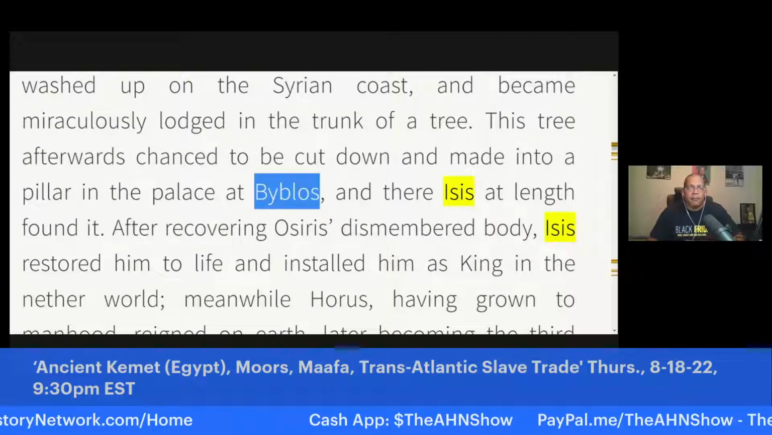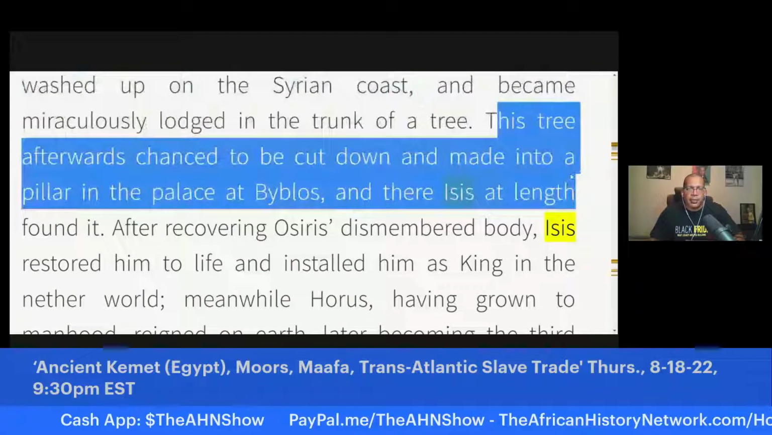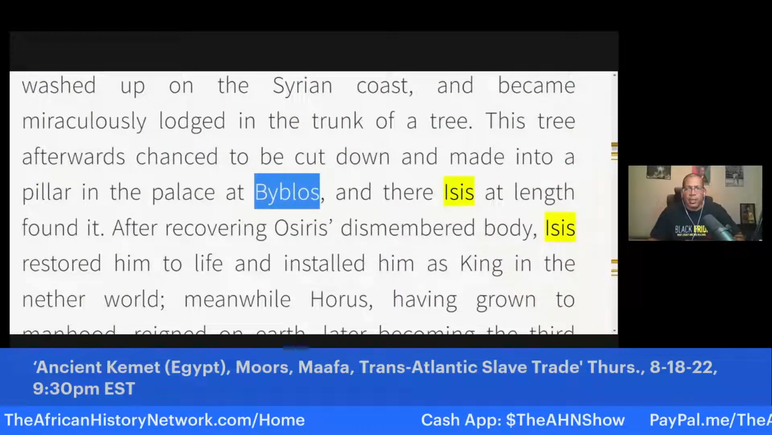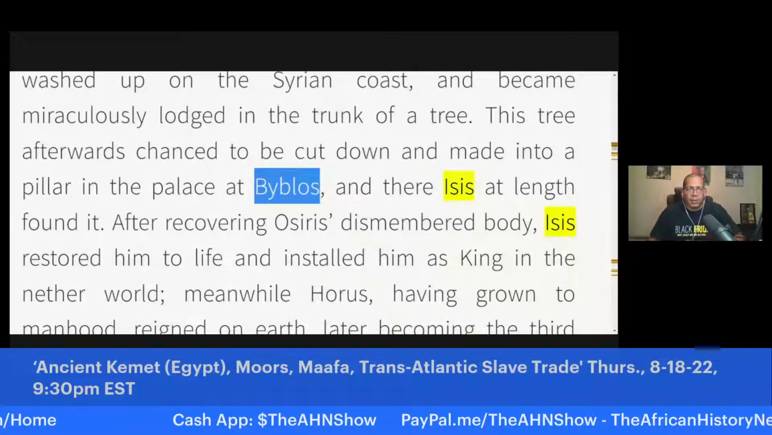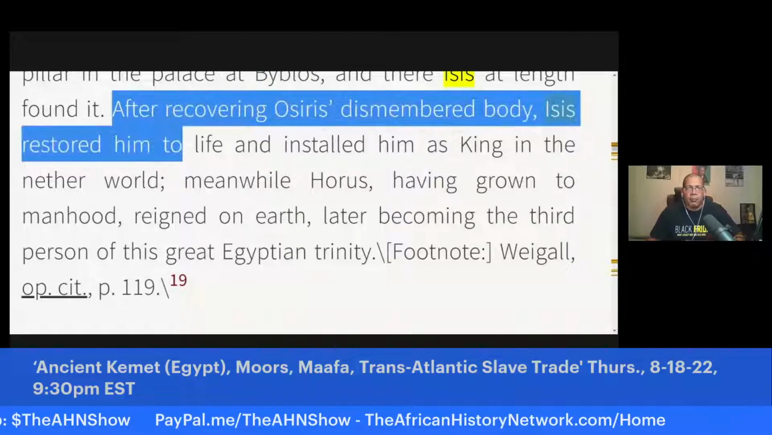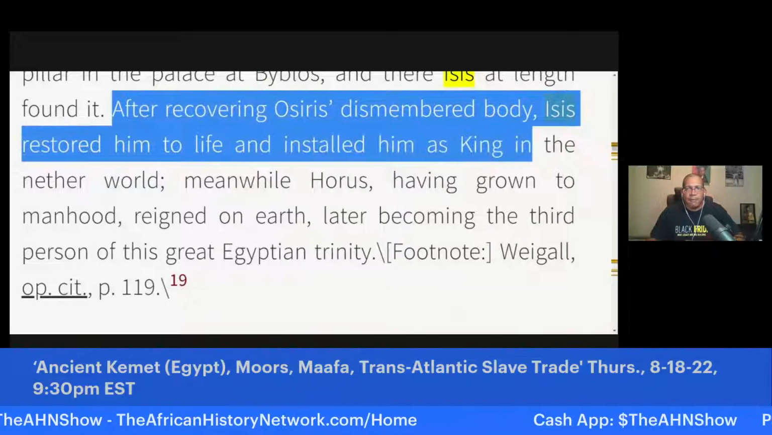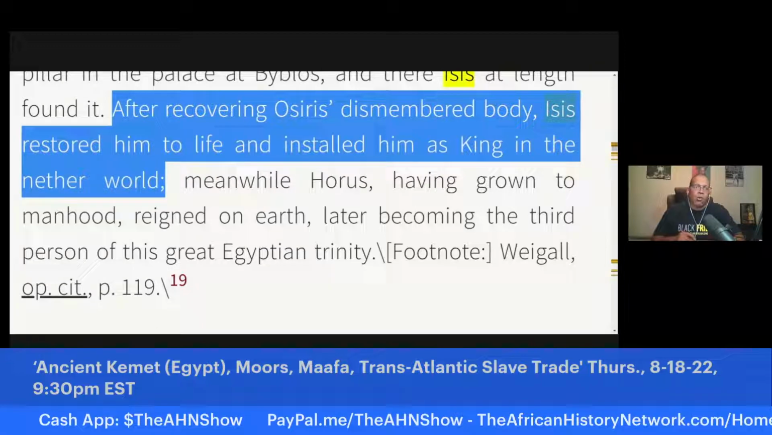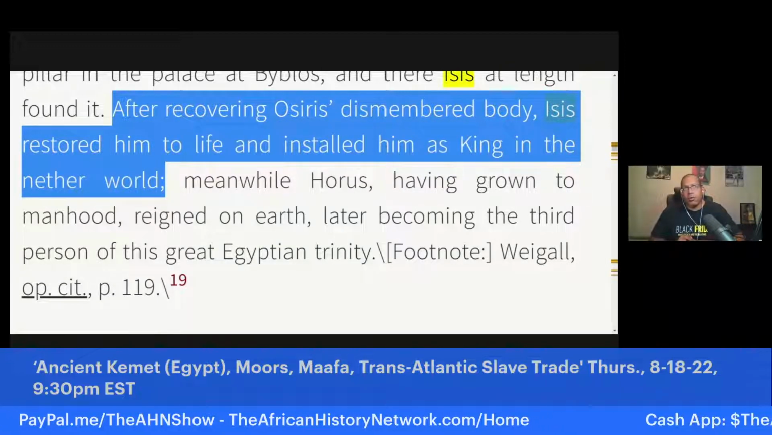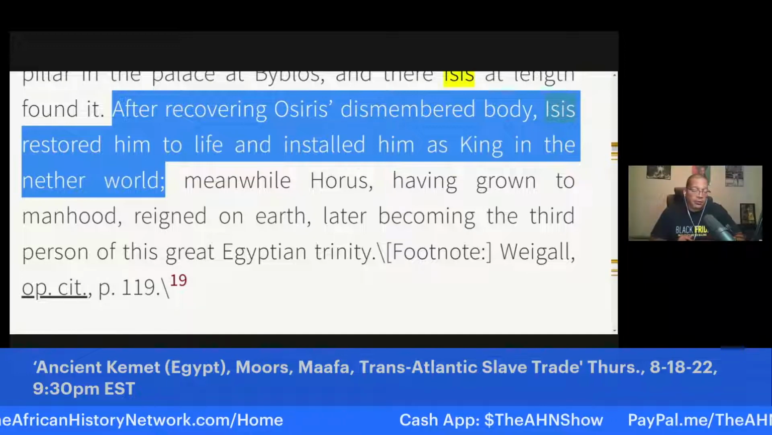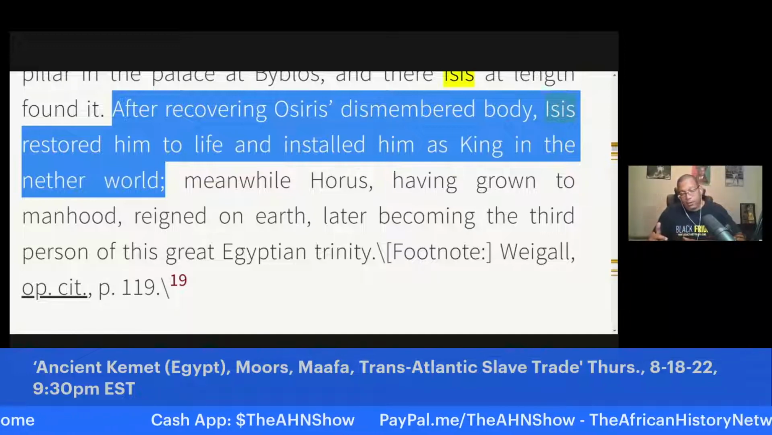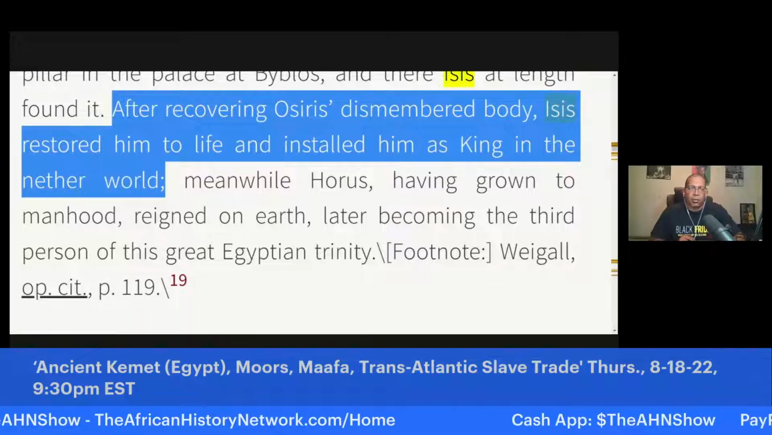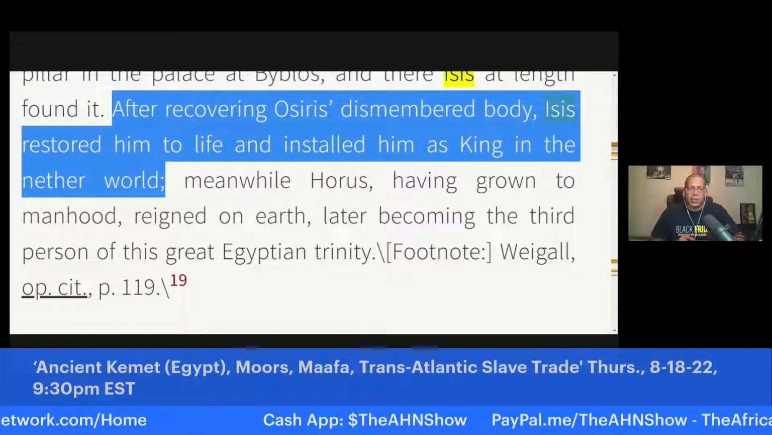Okay, so if we look at this here, this tree afterwards chanced to be cut down and made into a pillar in the palace at Byblos, and there Isis at length found it. Now, after recovering Osiris or Asar's dismembered body, Isis restored him to life and installed him as king in the netherworld, the underworld. Horus, Heru, avenges the death of his father Asar by killing his brother Set. Meanwhile, Heru, having grown to manhood, reigned on earth, later becoming the third person of this great Egyptian trinity.